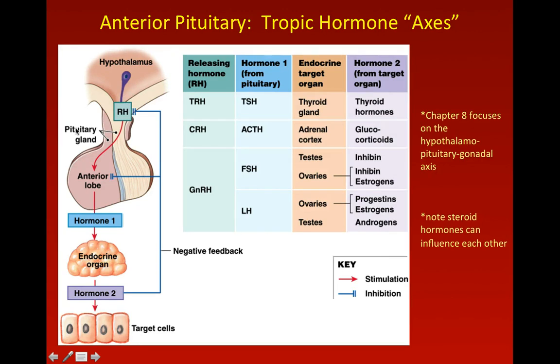So all of the future lectures that we cover in this chapter will have to do with this HPG axis, and so you should be sure to know exactly what the process is by which these gonadal hormones, as we call them, estrogens, progesterone, and androgens, are released through this system. And then of course once you get enough estrogen, or testosterone as the case may be, it's going to feed back onto both the hypothalamus and the anterior pituitary to produce negative feedback to inhibit the production of more of that hormone.